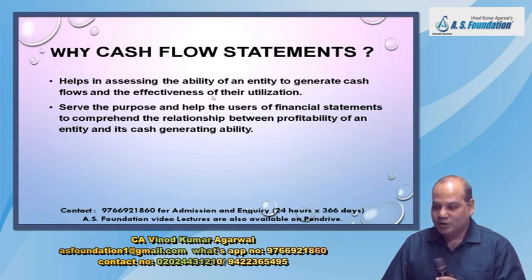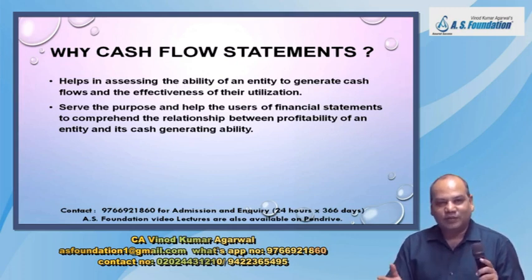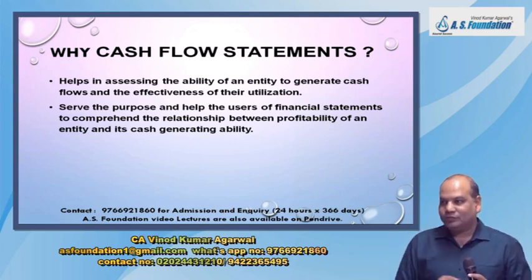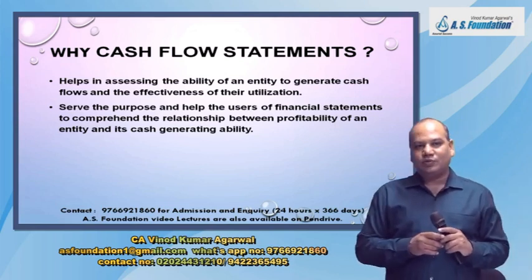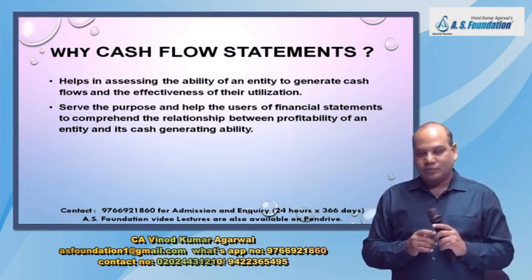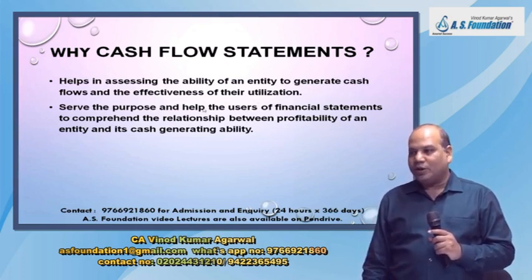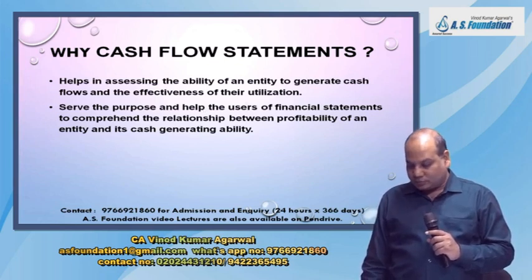It helps us to understand how the entity is able to generate cash and how the entity is utilizing the cash. Since you have some knowledge of cash flow statement in your earlier levels, cash flow is divided into 3 categories: cash flow from operating activity, cash flow from investing activity, and cash flow from financing activity. So operating activity helps us to see the operating capability of the company.